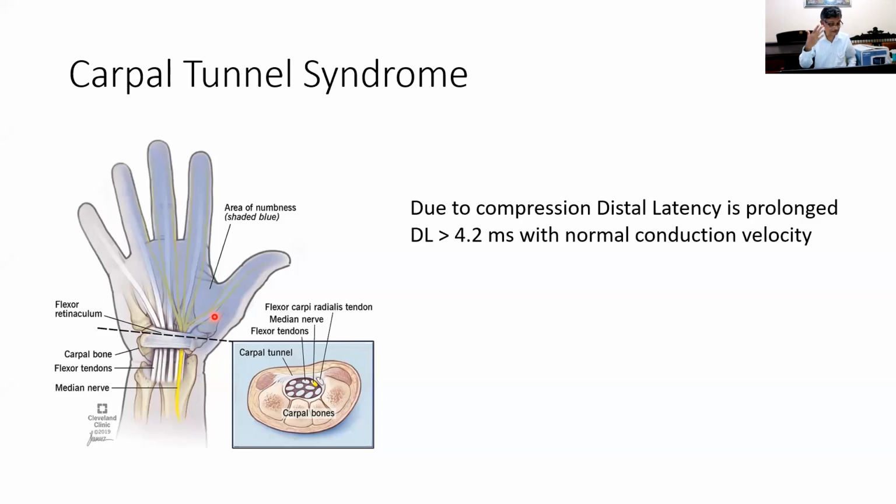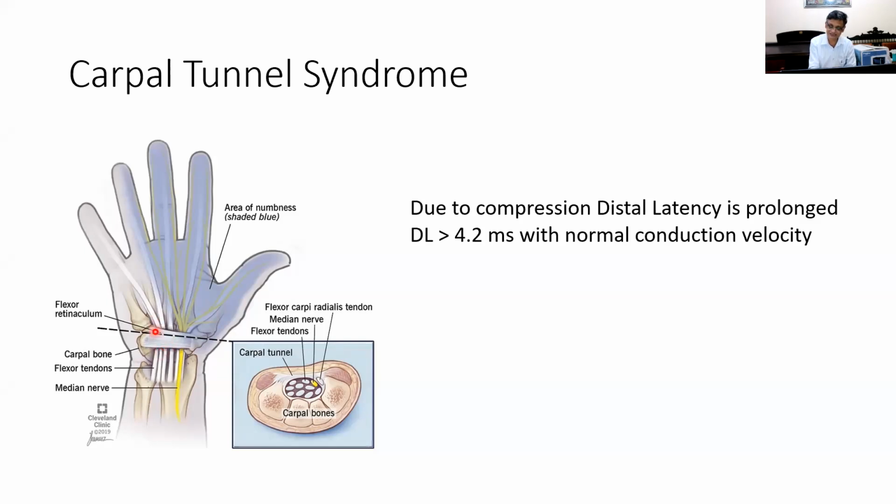Yes, actually, it should be 4.1 or less. So if it is 4.2 or above, that is evidence. It takes longer to travel from the wrist stimulating point to the muscle. Because of the compression, signals will not go easily, and the distal latency will be prolonged. So prolonged distal latency is the hallmark of carpal tunnel syndrome. In carpal tunnel syndrome, distal latency is above the normal reference range, right? So more time is taken.